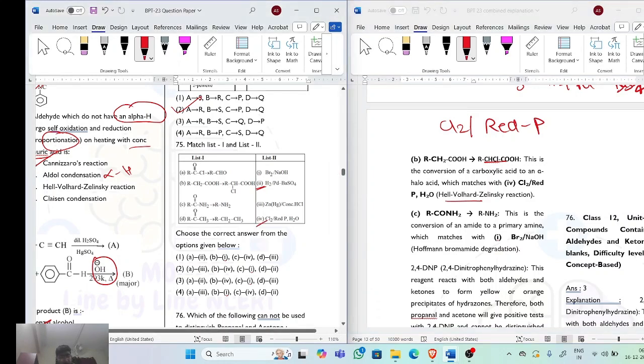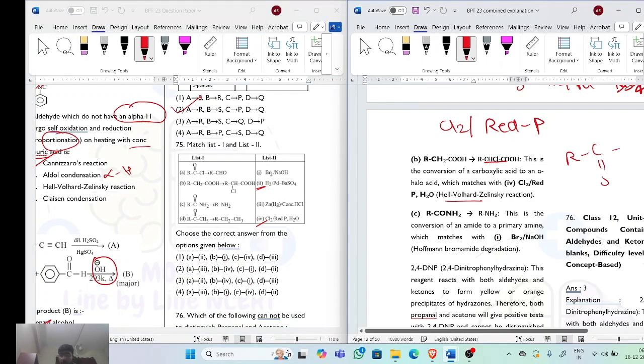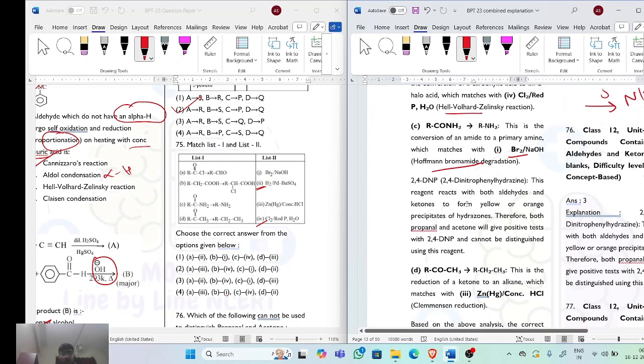Now we have the amide group. The amide RCONH2 is giving an amine, so this can be done by Br2 and NaOH, which is the Hofmann bromamide reaction. This is a very famous reaction as well. Now option D, we are given a ketone group converting to alkane, which means reduction is going on here.